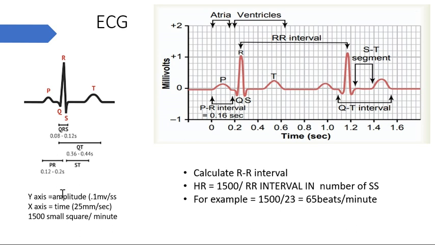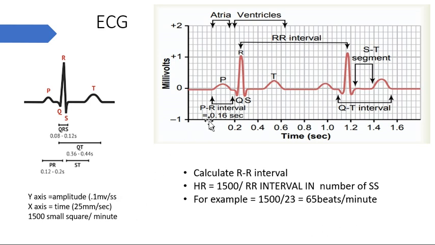When we record an ECG, we have X and Y axes. On the Y axis, we have amplitude. So 0 to 2 is 1 millivolt; this is the amplitude. One box is 0.1 millivolt. And if we see the X axis, 25 small squares give you 1 second. The speed is 25 mm per second.